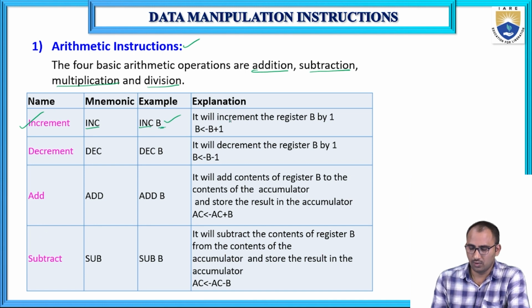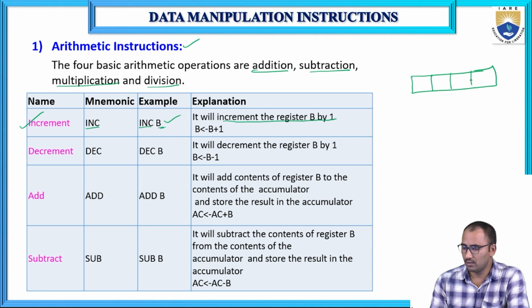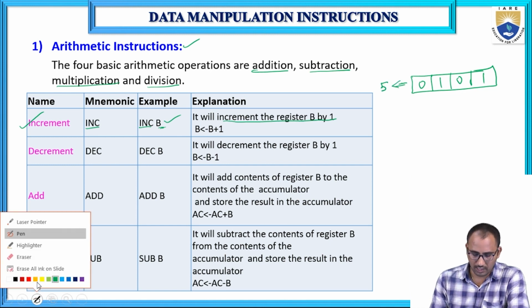That means we are performing an increment operation on the data stored in the B register. What operation is performed by executing this increment instruction? It will increment the register B value by 1. Suppose we have a 4-bit register, and in it you have the data 0101. What is its decimal value? Its decimal value is 5.